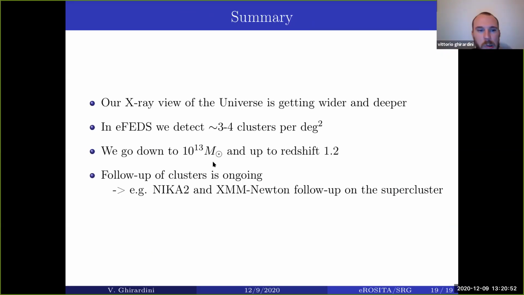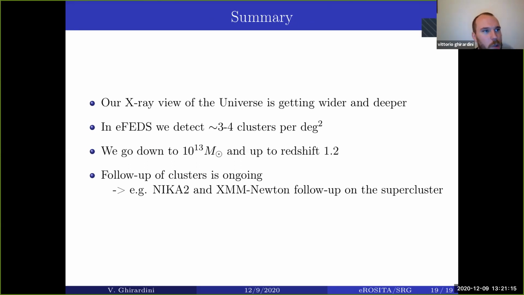And so I just want to conclude by saying that eROSITA allows us to enhance our view of the entire sky by getting wider and deeper than previously done. And eFEDS was a very nice showcase of the capability of eROSITA. In fact, we detected about 3 to 4 clusters per square degree.